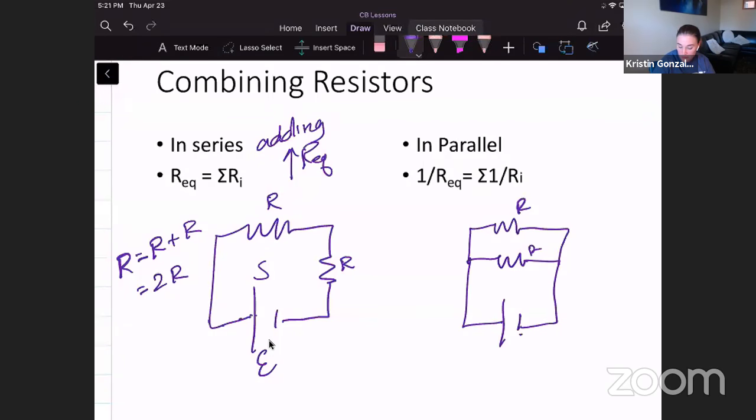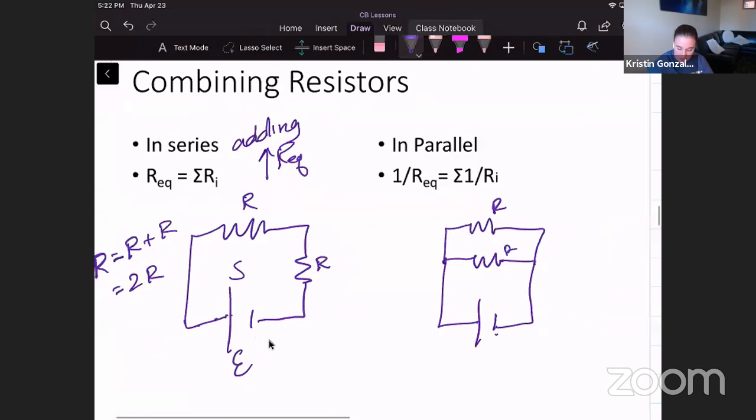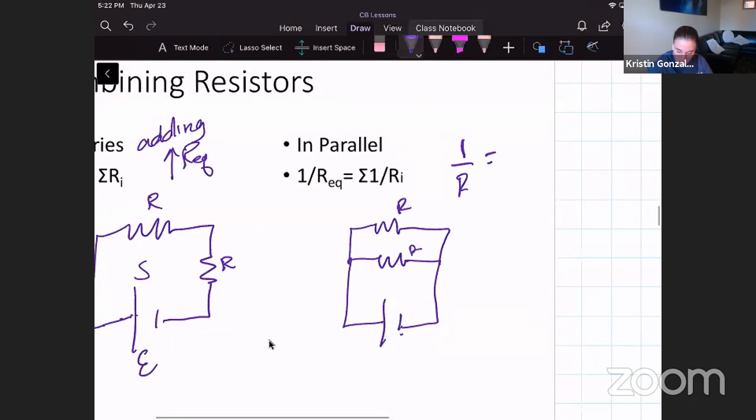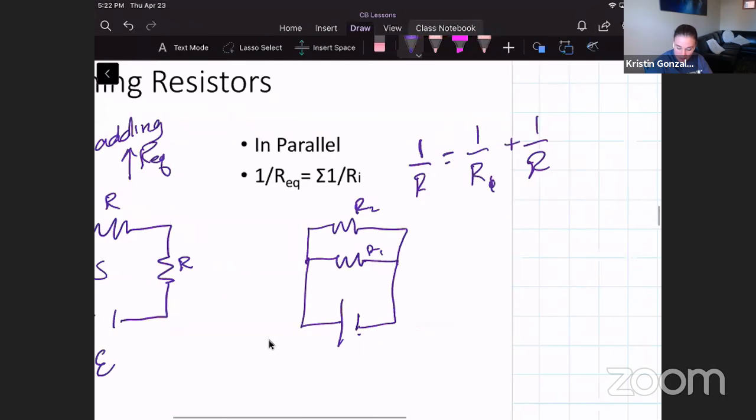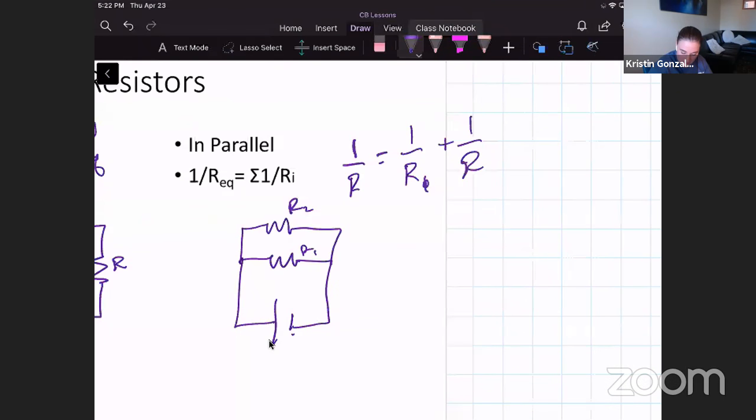it's the inverse rule. So 1 over the total resistance equals the sum of all the inverses of the individuals. So for this one, 1 over R total would equal 1 over R1 plus 1 over R2, but they're the same, so we'll just leave it as R. Okay, well, 1 over R plus 1 over R, if we add these together, we get 2 over R, but that's 1 over R total, so we have to invert it at the end, so we get R over 2. If you add resistors in parallel, you are always decreasing the total resistance.